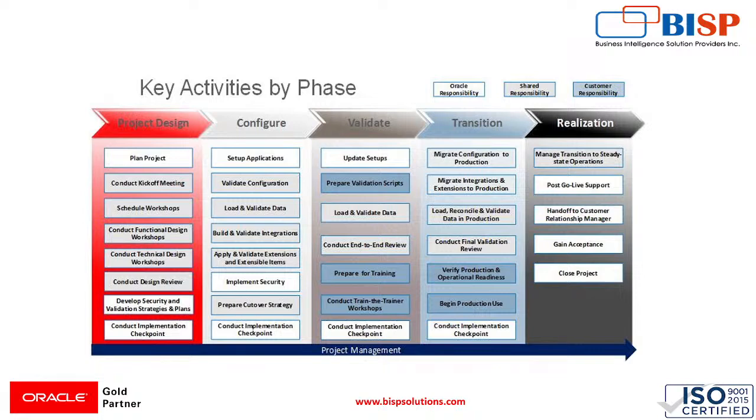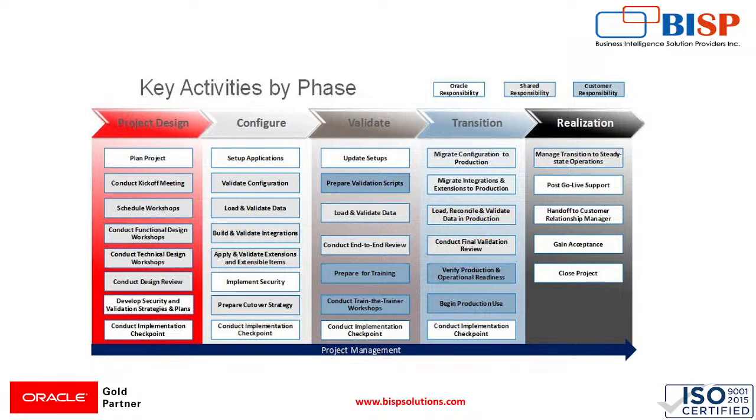Then we can start the implementation checkpoint. So this is the first activity phase, when we design the project. Then we have to configure, and then we can start the application. After that we have to do all the validation, map the things, and integrate with third parties, then validate the extension, and then implement, up to the point of conducting the implementation. Then we have to validate, and update all the setups that we have given.